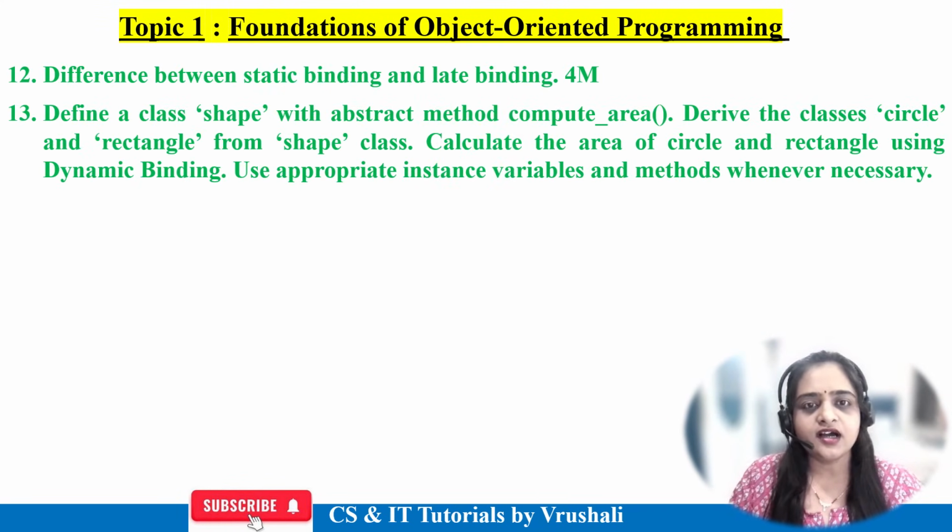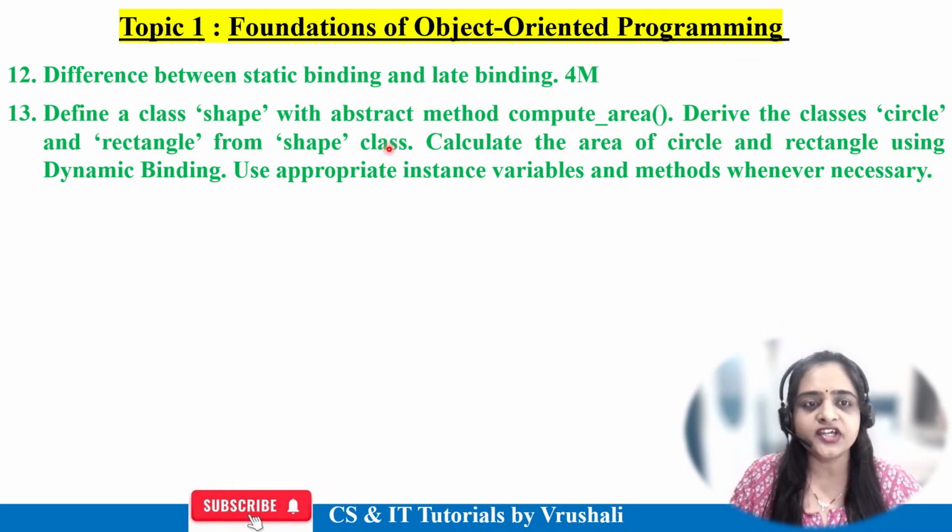Now the next questions are based on the concept of binding. They ask questions either theoretical or program wise. The first question is the difference between static binding and late binding. So here again you have to explain a maximum of 5 to 6 points with example.